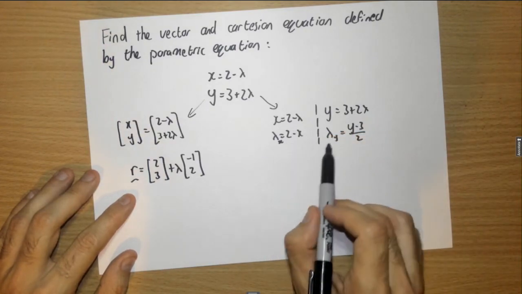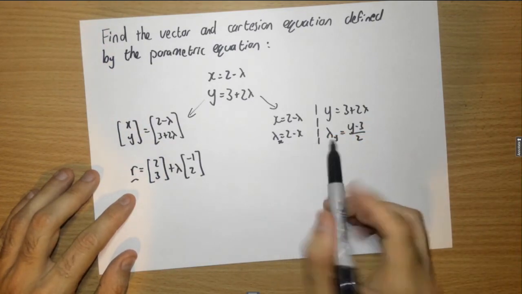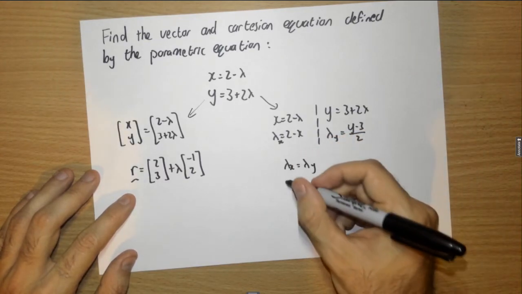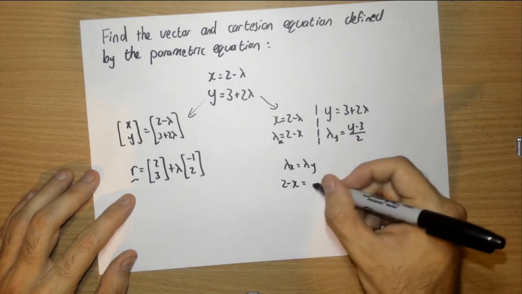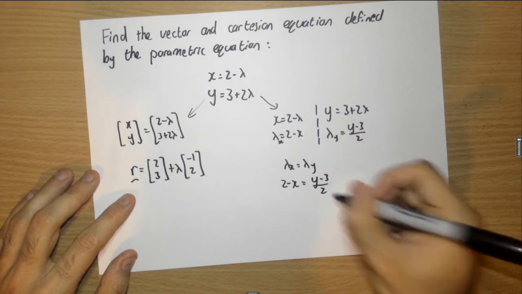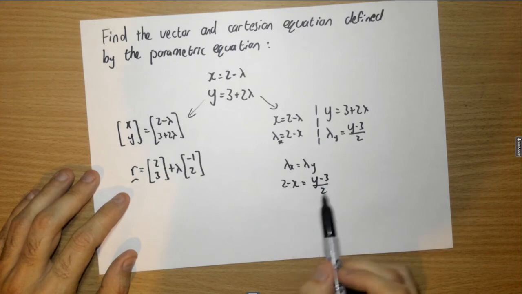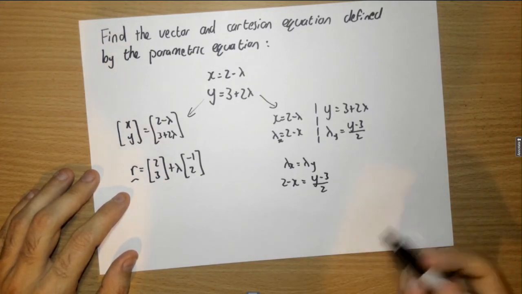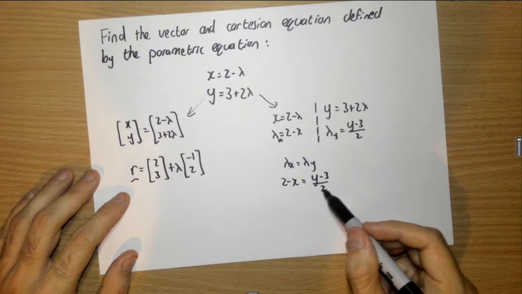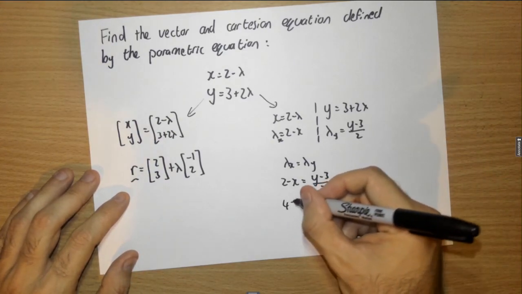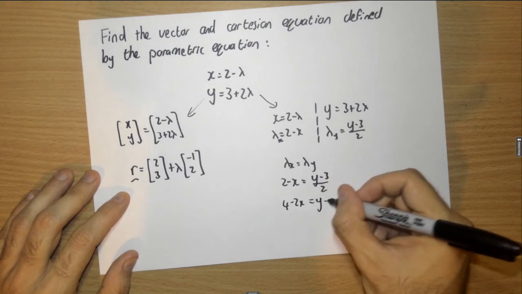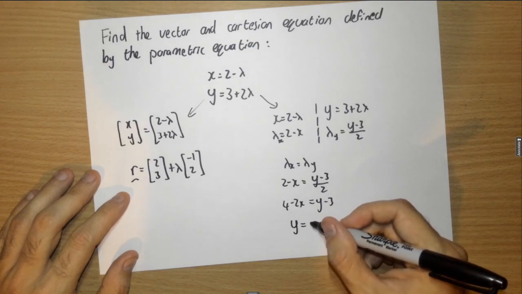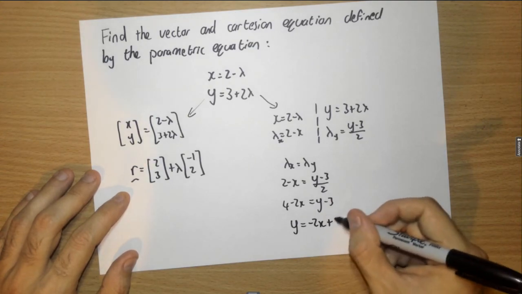And to get rid of these parameters, the lambdas, we'll make our lambda x equal to our lambda y. So 2 take away x is going to equal y take away 3, divided by 2. And because this is a two-dimensional linear equation, we usually like to write it in the form y equals mx plus c. So I'm going to get rid of this divide by 2 first. And then we'll move the 3 across there, and what we get is y equals minus 2x plus 7.